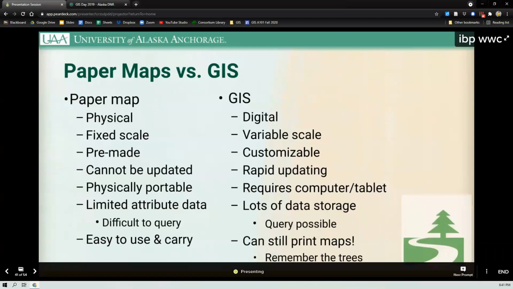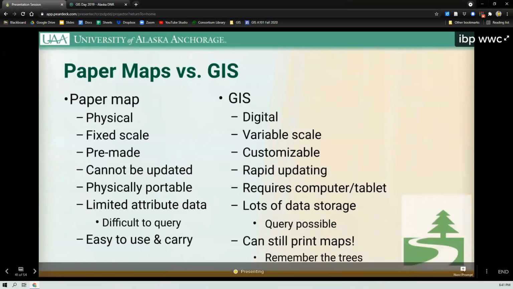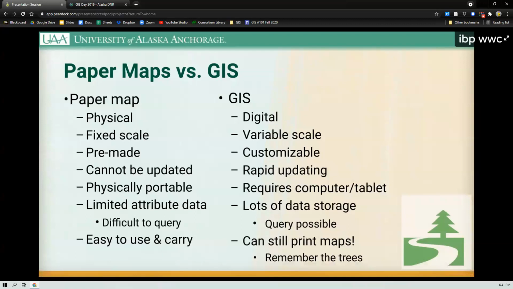So why did we develop GIS? We've been making maps for hundreds of years, I think at this point is safe to say. I don't know when the first map was drawn. I should get some historic information on that, but we've come a long way in our presentation of paper maps. So why do we go to a GIS environment?